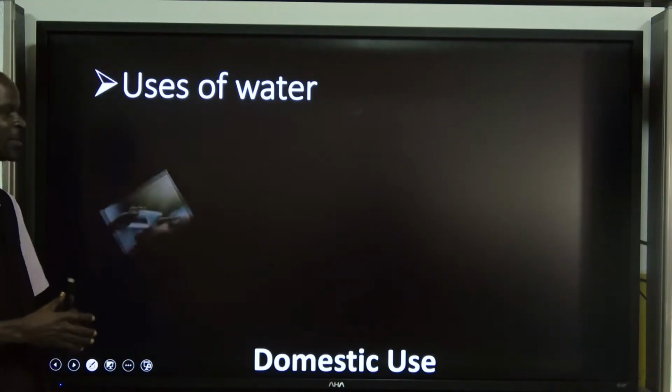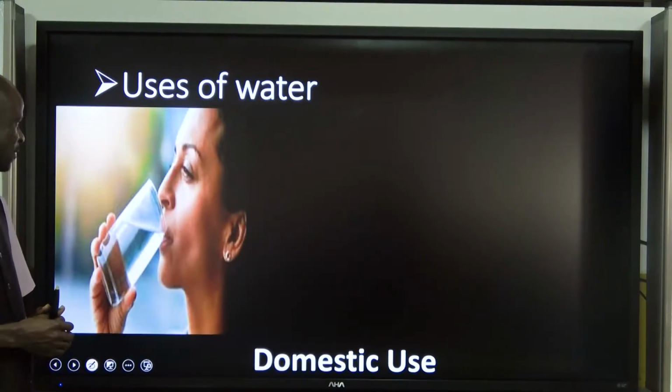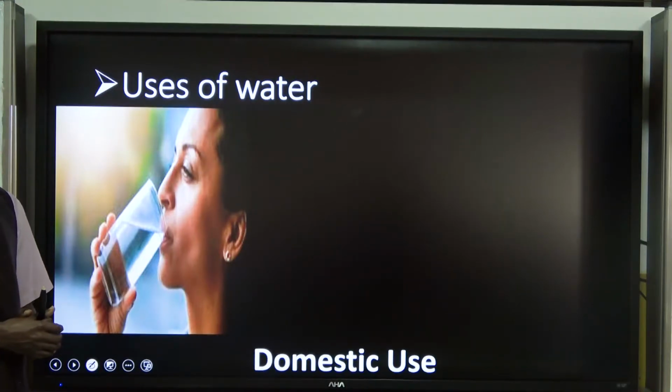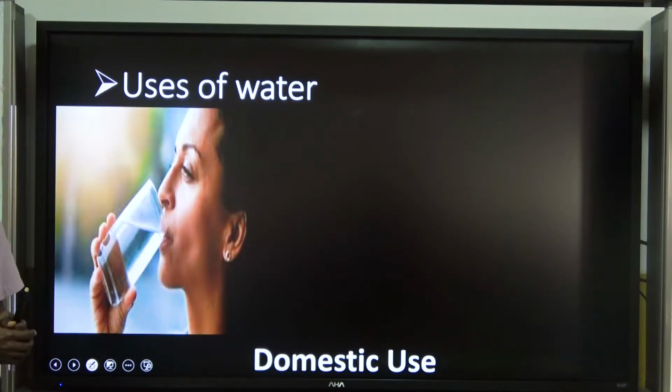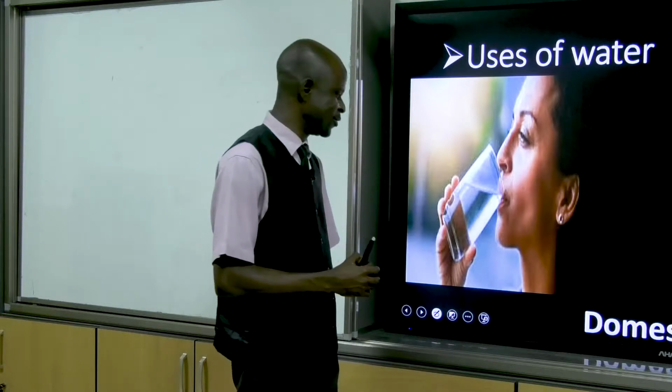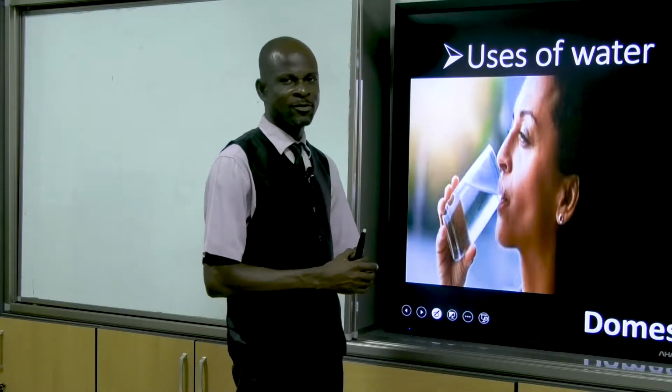Now, what are the uses of water? We have water that we use in our houses. What do you use water to do in your house? Making use of water in the house is called domestic use of water. What are the domestic uses of water?